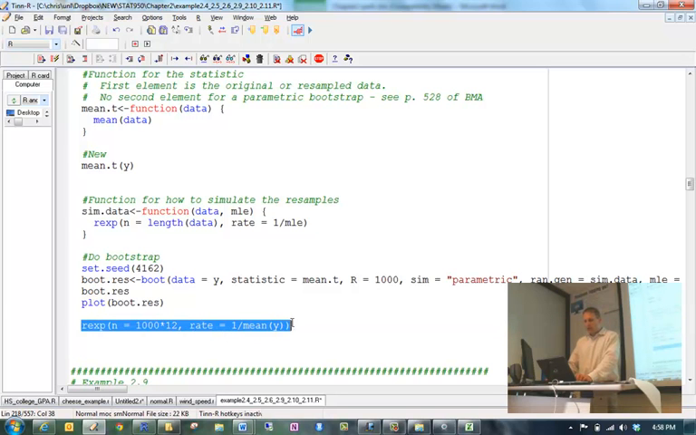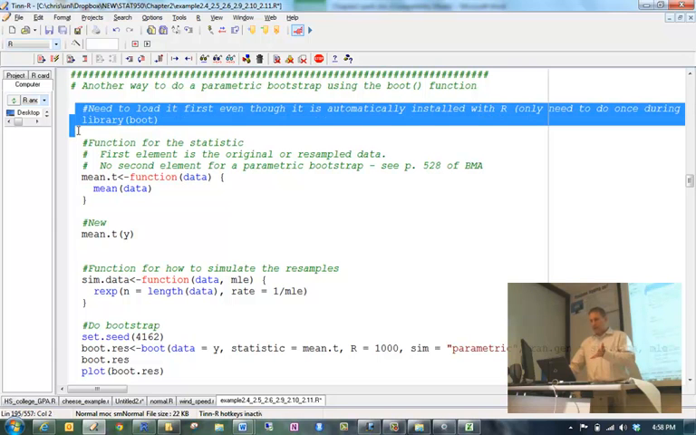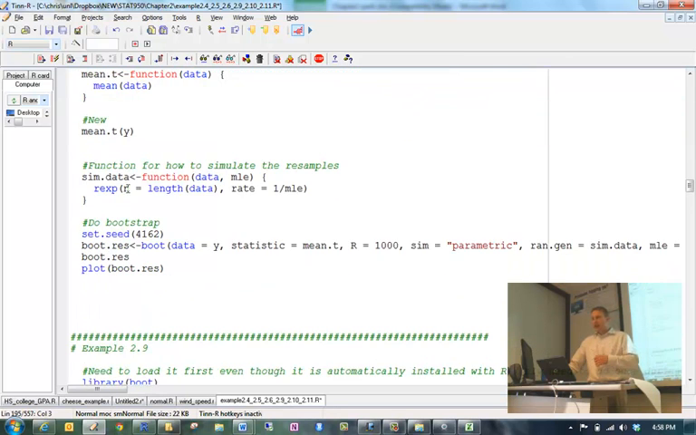Alternatively, you can use what's called the boot function. This is in the boot package itself. So I'm kind of skipping around here. We mentioned that you first need to say, I want to do stuff with the boot package. So I say library boot. The boot package is automatically already installed and on. You don't need to download it. And the function that we want for the boot package, well, guess what? It just happens to be exactly the same name, boot.